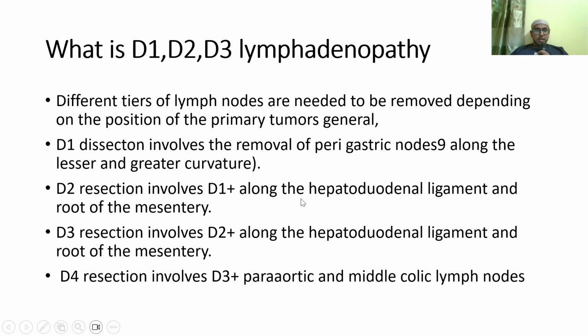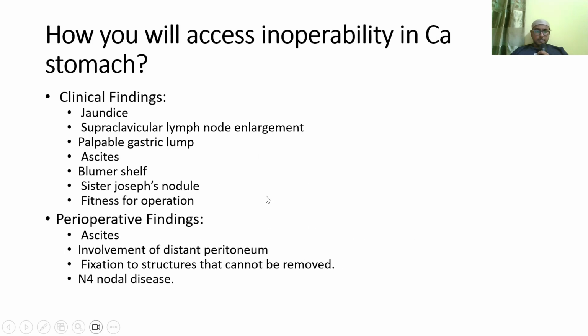Do you understand what I have said? This is very important because in the exam, sir will ask you what is D2 dissection. D2 means D1 along with the hepatoduodenal ligament and root of mesentery, which is very common during radical gastrectomy.